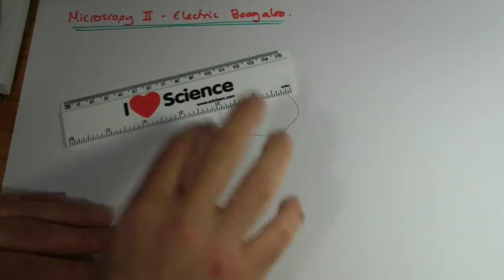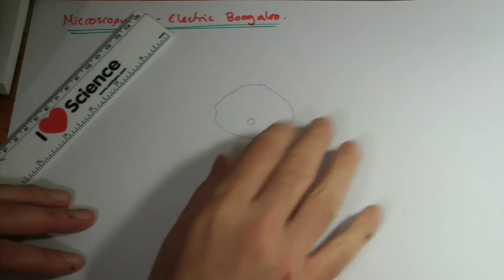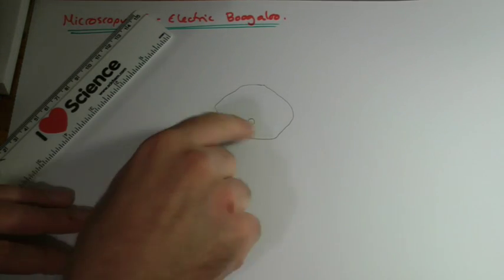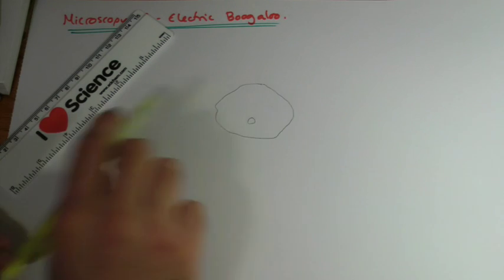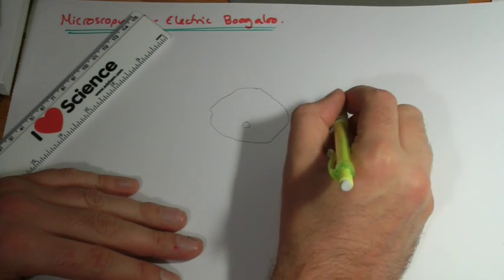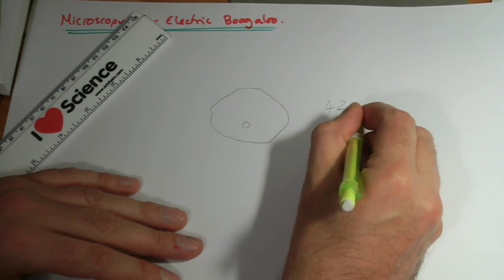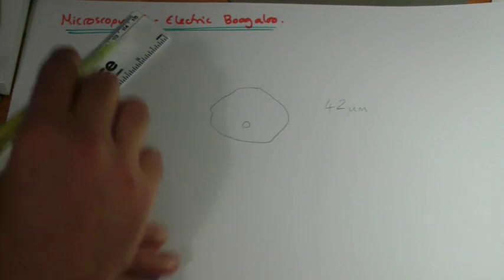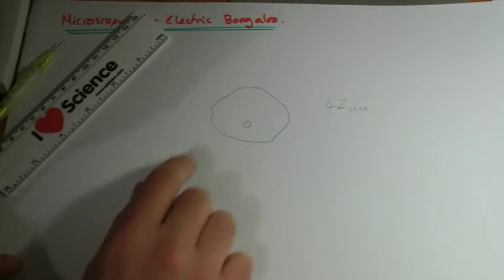Okay, this time we're going to look at the problem of working out magnification from a picture of a cell, or an image of a cell. In this kind of question, they would give you the actual size of the cell. So I'm going to say that the actual size of the cell is 42 micrometers. Why have I got that? It's just a number I've pulled out. It's an approximate size for an animal cell.